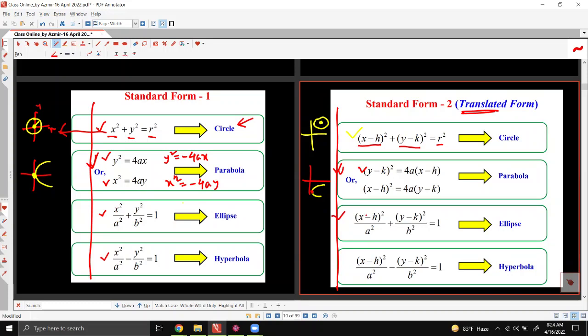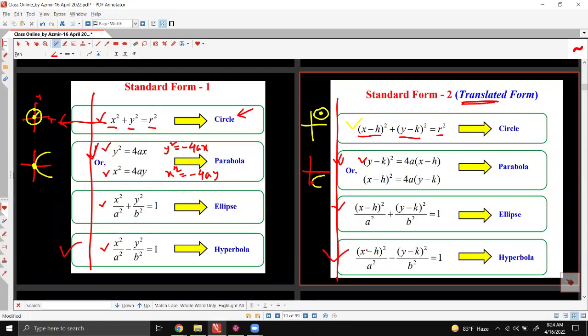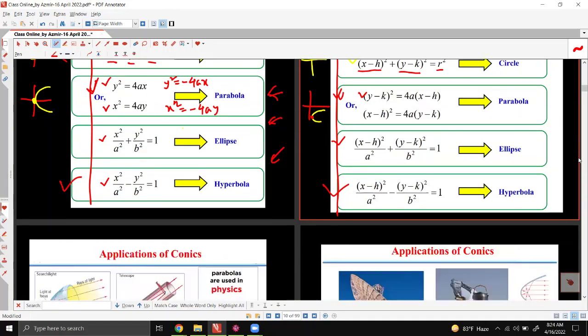Here we have (x minus h) squared over a squared plus (y minus k) squared over b squared equals 1. So the same thing goes for the hyperbola. Have a look at these two equations. From these equations, we have to analyze whether it is a parabola, ellipse, hyperbola, or circle.